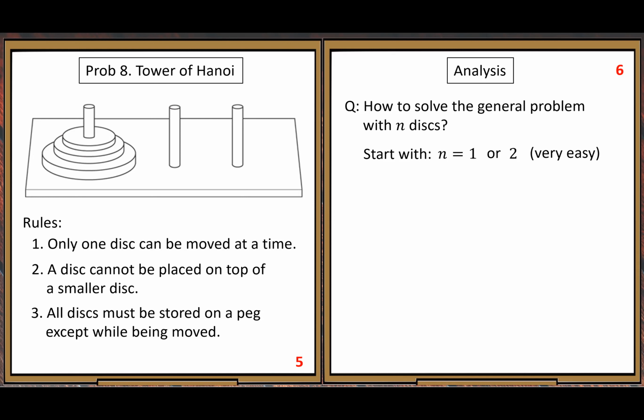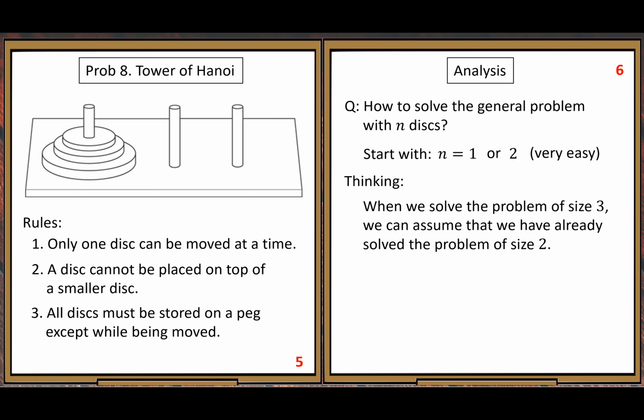The thinking here, when we solve this, is a critical step. When we solve the problem of size 3, the current problem, we can assume that we have already solved the problem of size 2. We have solved the problem of size 2.